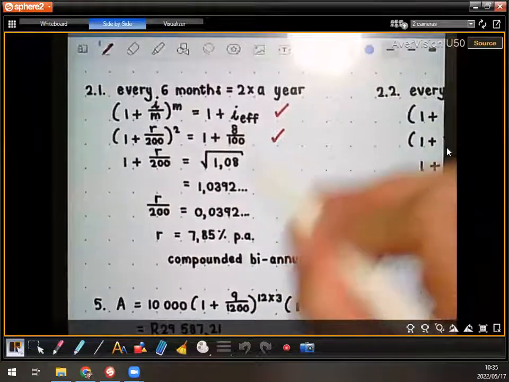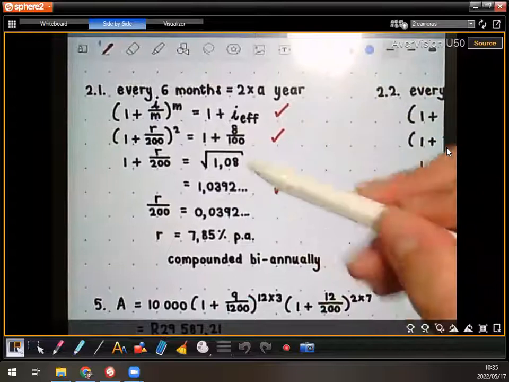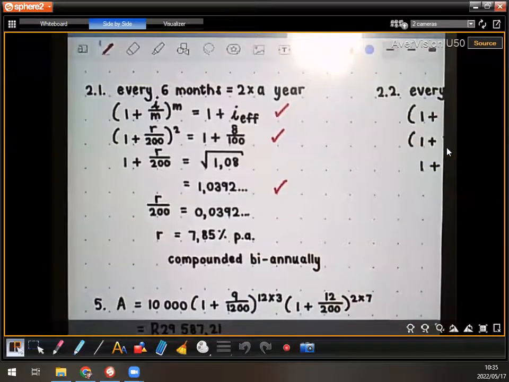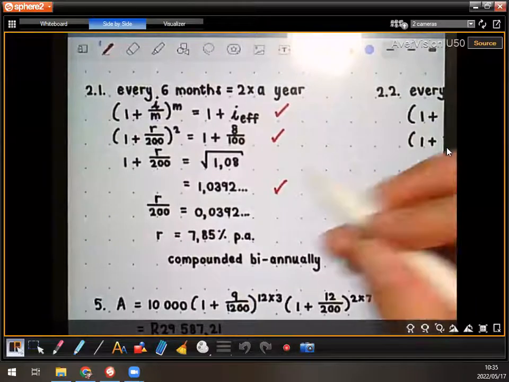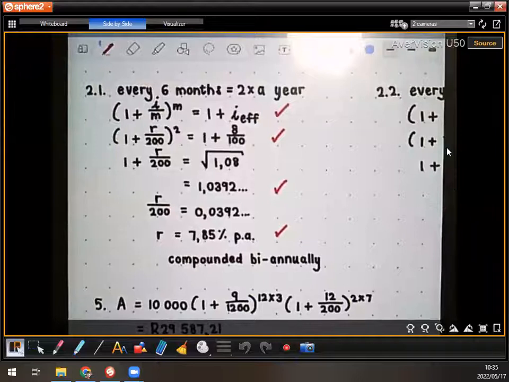Then you will get some kind of mark here for method. So for doing the calculation, they'll give you a mark. I'm not sure what line exactly it will be on. They'll probably just check, okay, did you show some working? And then you'll get a mark for your final answer. So this one will be out of 4.